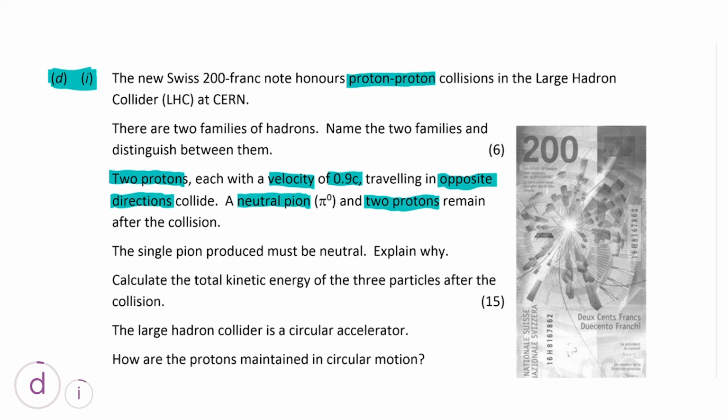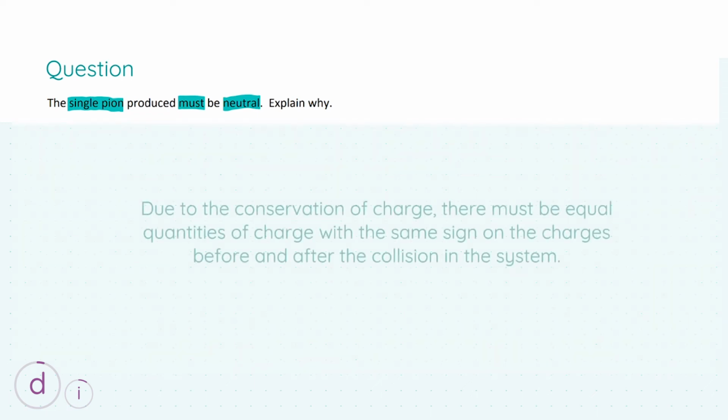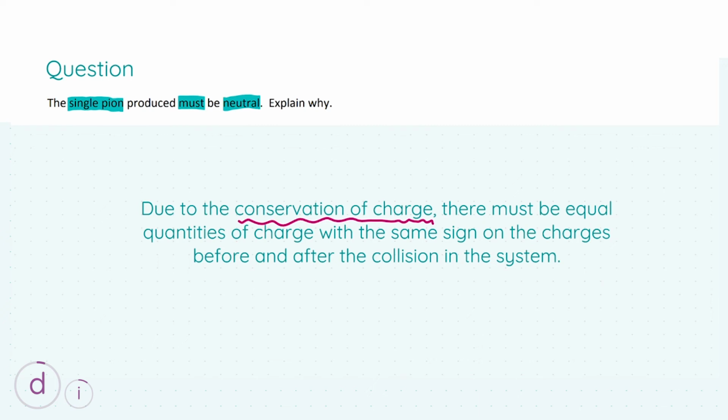Okay, so we are told that the single pion produced in the collision must be neutral, and we're asked to explain why this is the case. And the answer is that due to the conservation of charge within physics, there must be an equal quantity of charge, with the same sign, obviously, before and after the collision in this system.